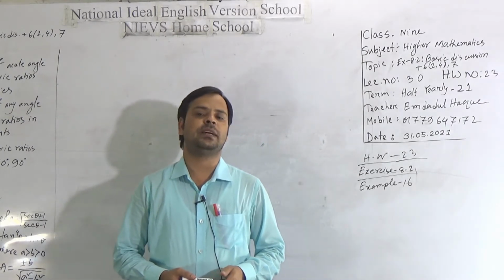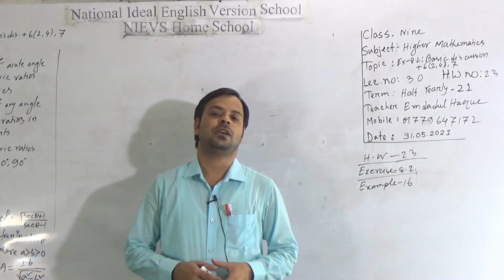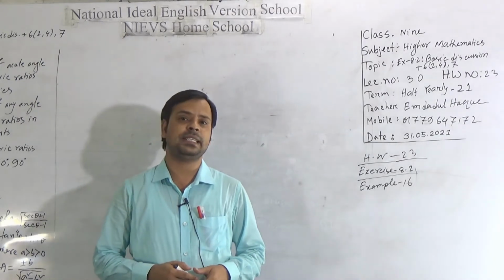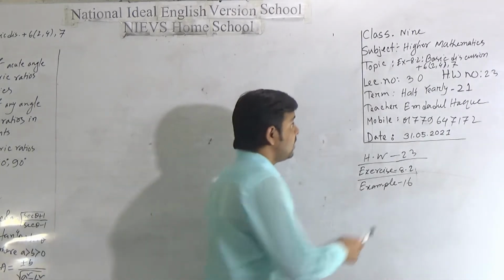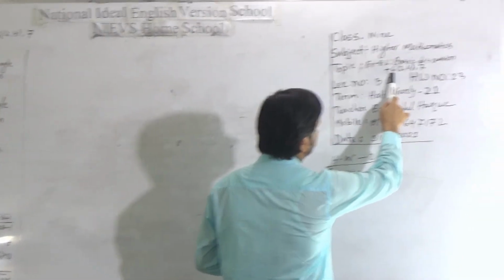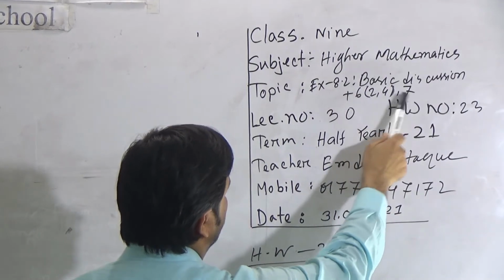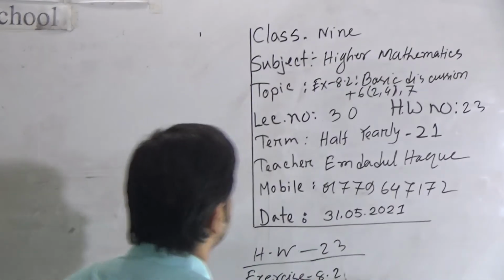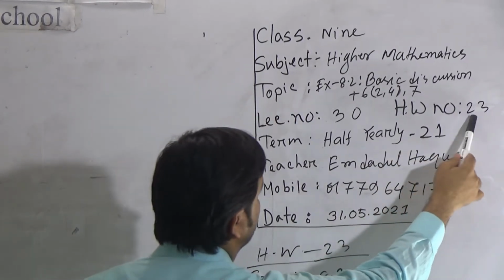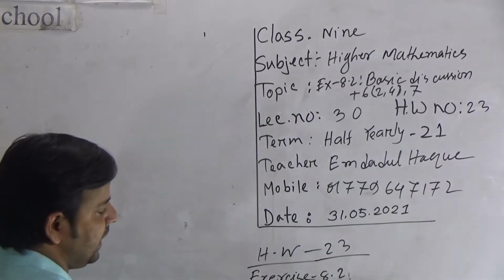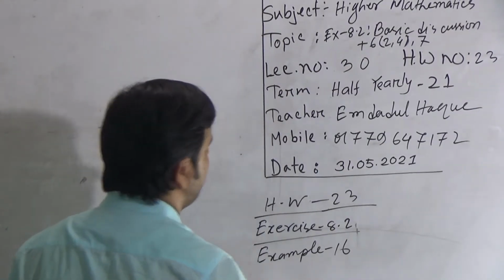Dear students, today I am going to conduct a higher mathematics class of class 9. Our today's topic is exercise 8.2 basic discussion and problem 6. Here two problems we have to solve from question 6, 2 and 4, and problem 7 we have to solve. This is our lecture 30 and homework now is 23, and our today's homework is given from exercise 8.2, example 16.